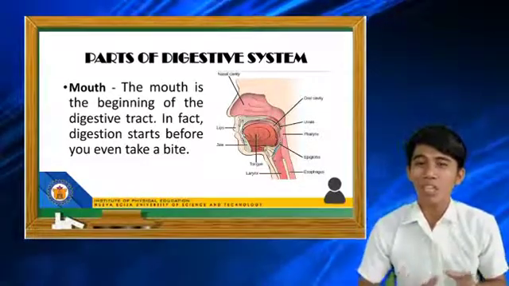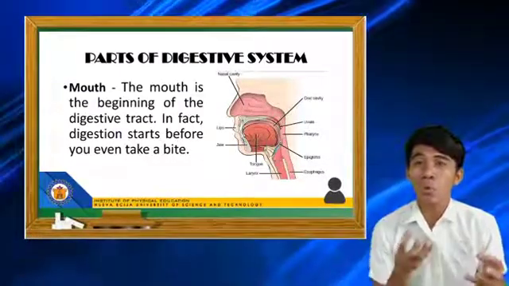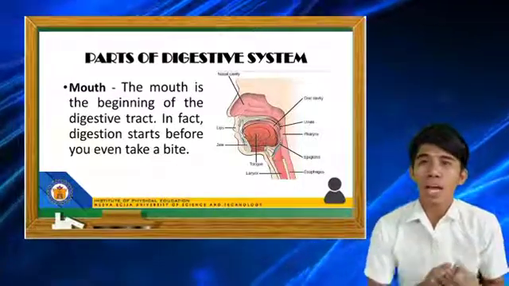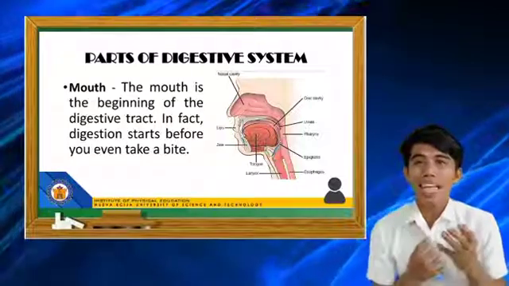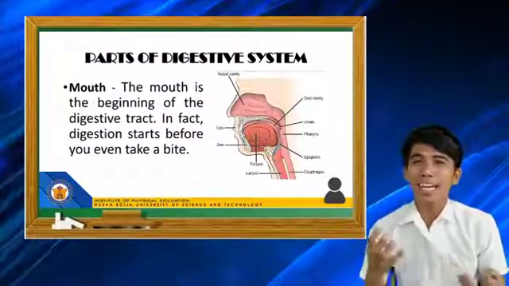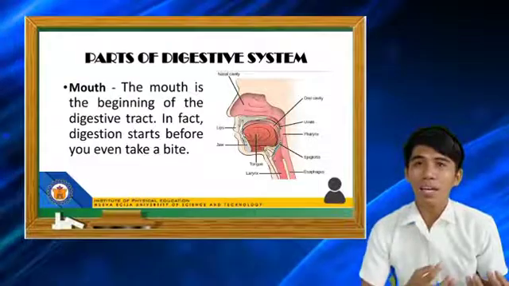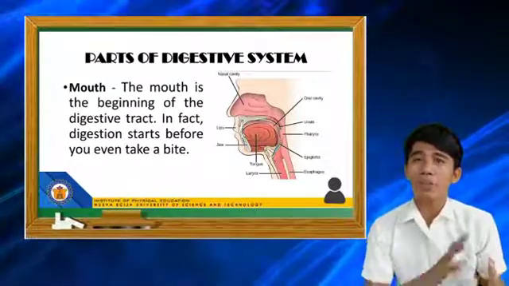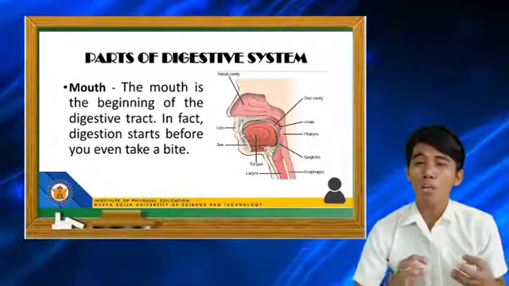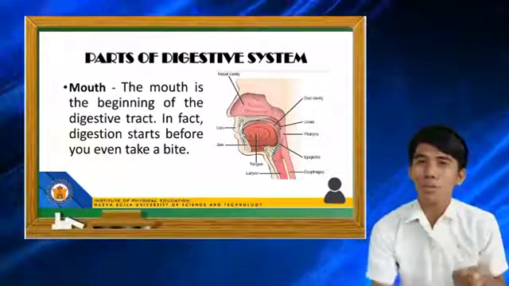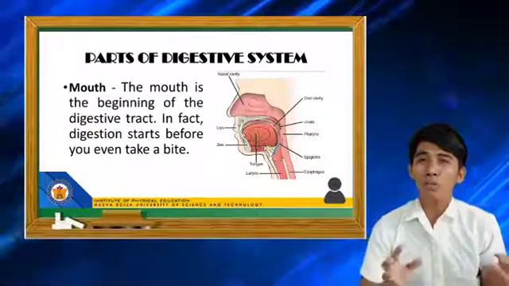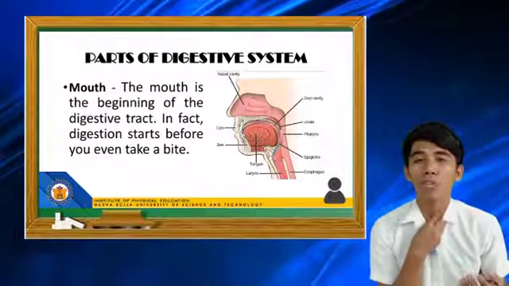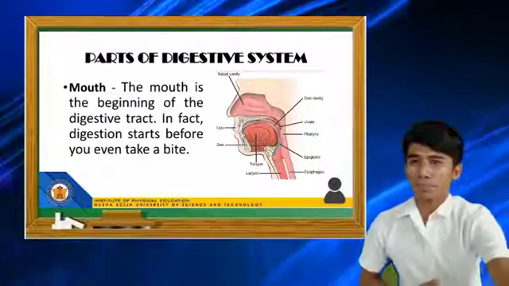The digestive process starts when we chew food. Because when we chew, our salivary glands make saliva, and that saliva will be our digestive juice that makes the food moist. It moistens the foods in order for the foods to move more easily through our esophagus into our stomach.